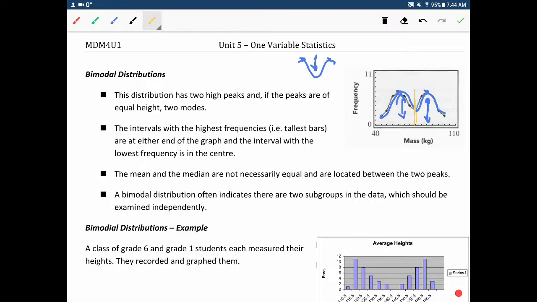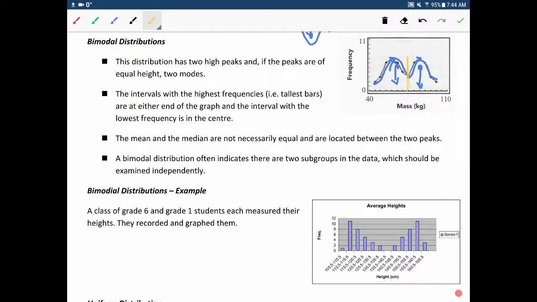And a bimodal distribution often indicates there are two subgroups to the data which should be examined independently.